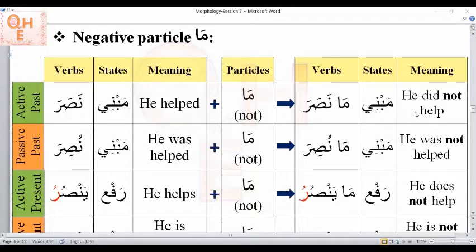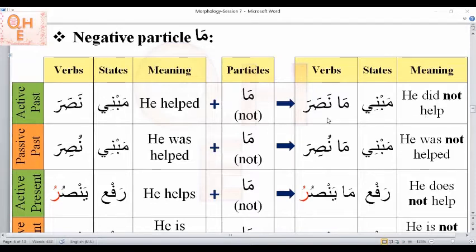And how about the meaning? Now we are going to incorporate not with the original meaning. Original meaning was he helped. So when ma comes, the final meaning becomes he did not help.